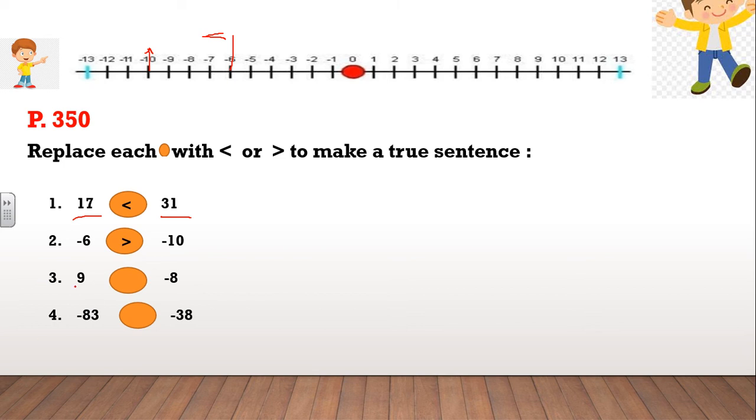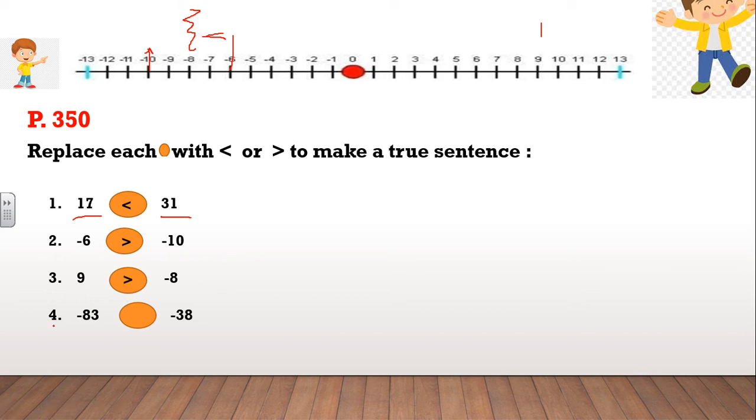Number 3, 9 and -8. Here we have 9, alright, and here we have -8. We know that when we move right, we move to the big number. So of course 9 is greater than -8.